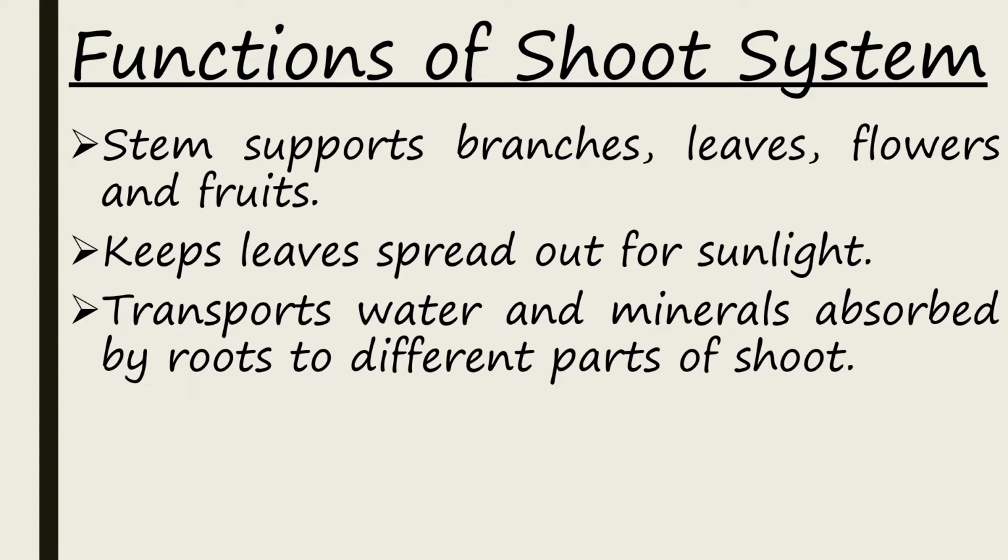Functions of shoot system. Stem supports branches, leaves, flowers and fruits. Keeps leaves spread out for sunlight. Transports water and minerals absorbed by roots to different parts of shoot.